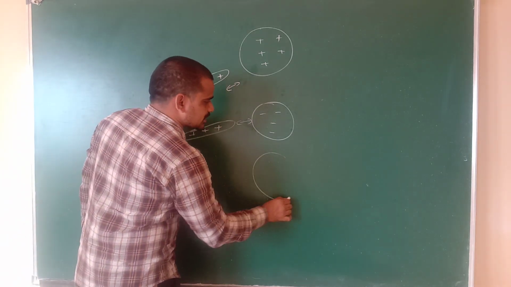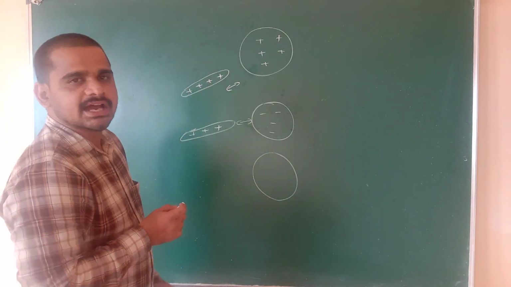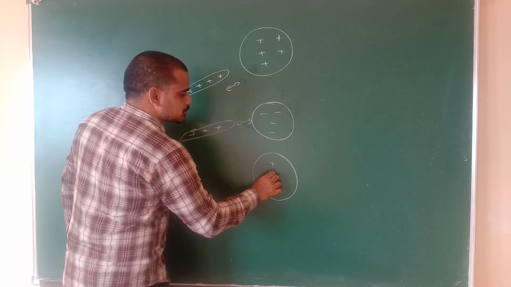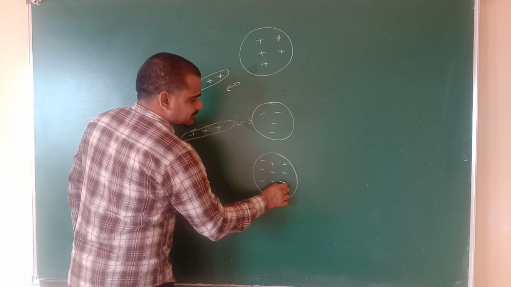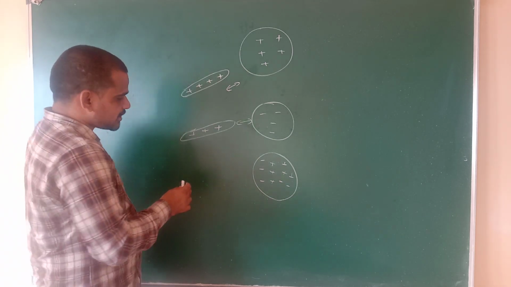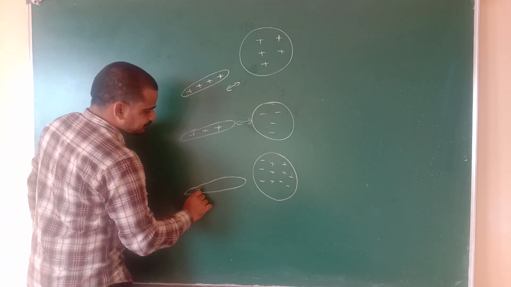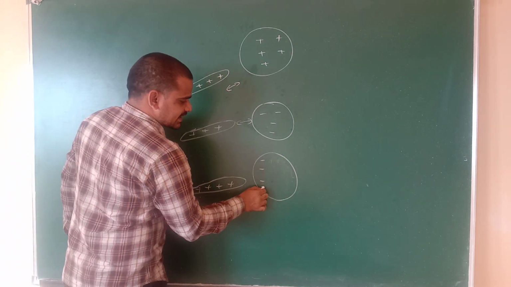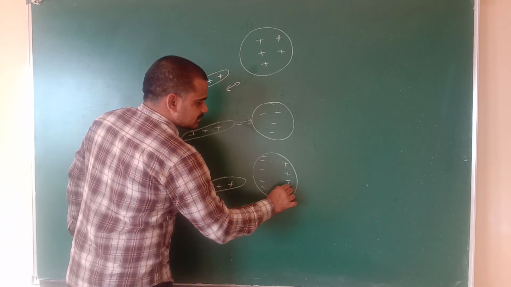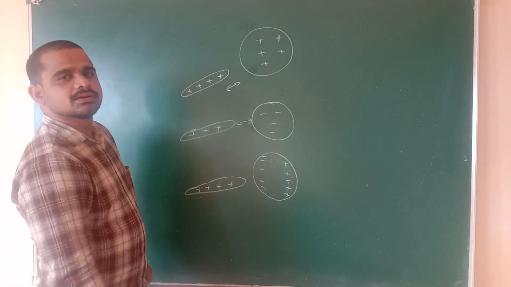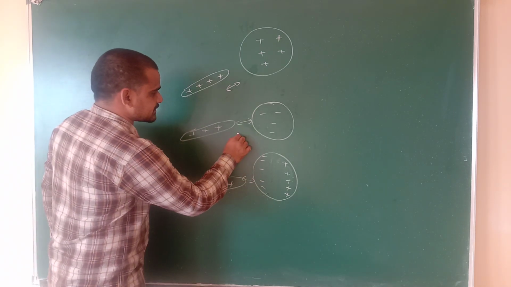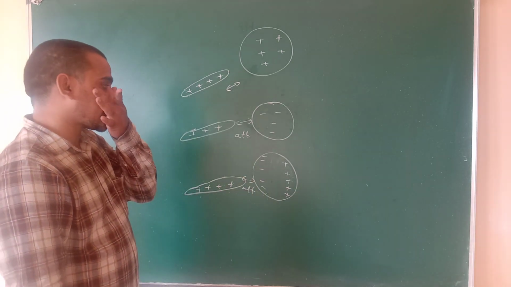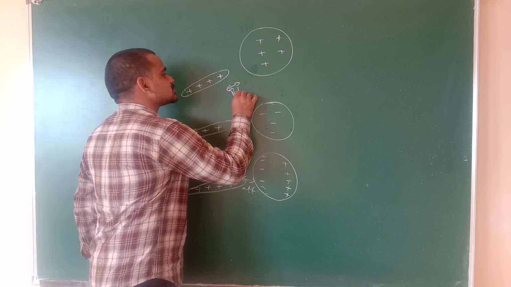If this body is neutral, what is the meaning of neutral charge? It has the same number of positive charge carriers and negative charge carriers, so it has both positive and negative charges. When you bring a positive charge to it, all the negative charge comes to this end, and the other side gets a positive charge. In these two situations we have an attractive force, but here we have a repulsive force.